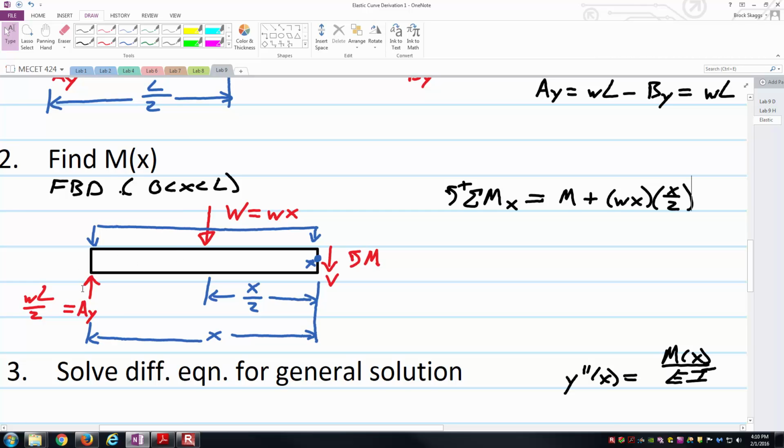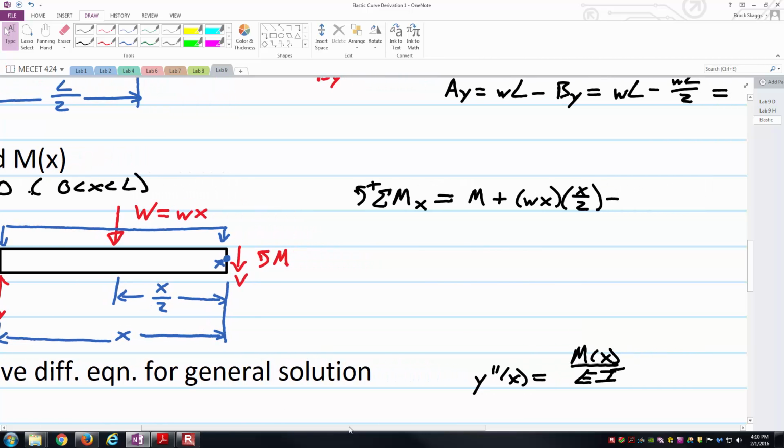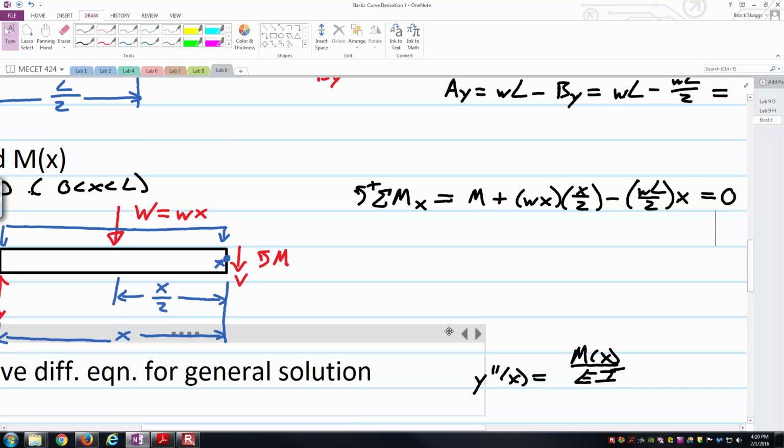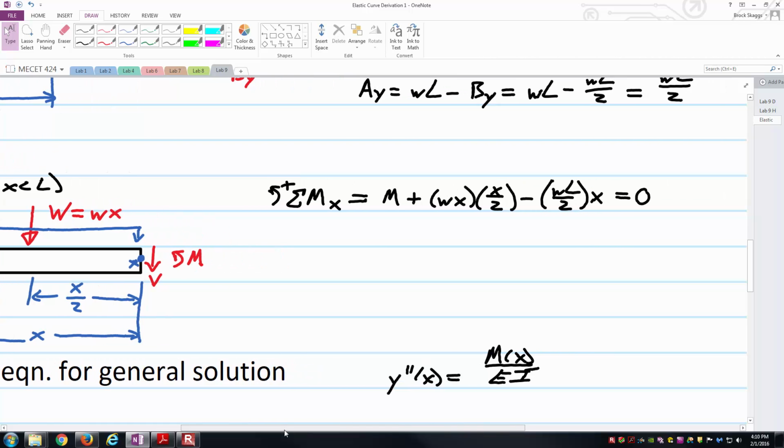And then the last thing we have at the far left is A sub y. It's pointed upward, which is going to cause clockwise rotation, so it'll be a negative moment contribution to my equation. And so the magnitude of the force is w times L over 2, and the perpendicular distance is the x units there. And so it'll be minus wL over 2 times x, and this whole thing's going to be in static equilibrium, so we set it equal to 0. And so at this point, it's just a matter of solving for m.